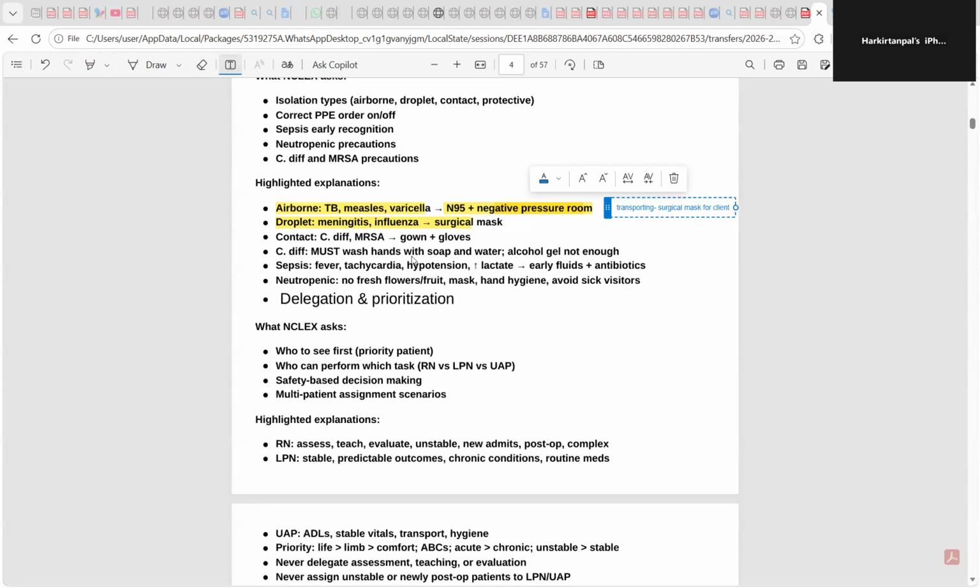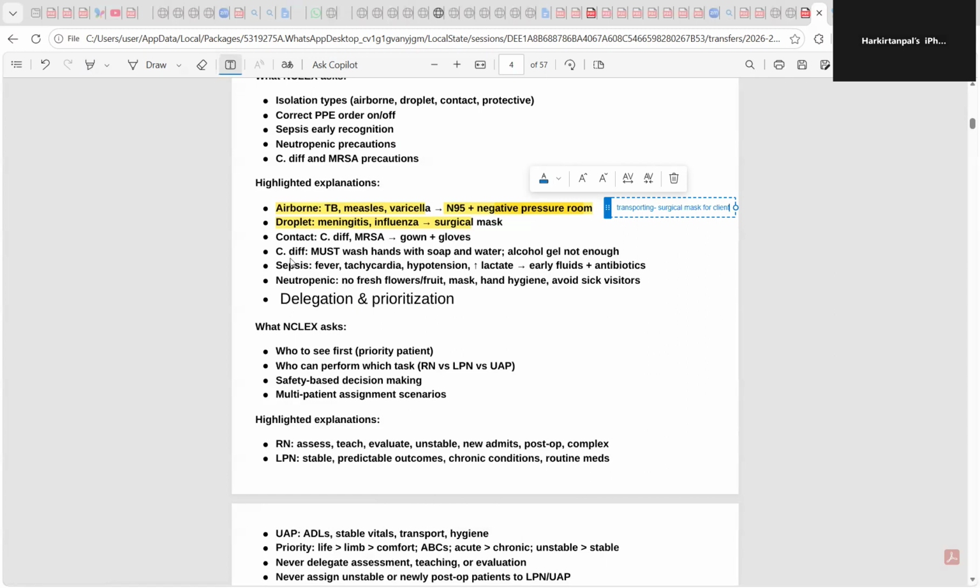Droplet precautions are mainly for meningitis and influenza. Here we can provide a surgical mask only. Contact precautions, I have already said, are for C. difficile and MRSA. Importantly, we need to use gown and gloves. For C. difficile, even after removal of the gloves, we should wash our hands with soap and water, and sanitizer is not enough because it won't kill the spores of the bacteria.